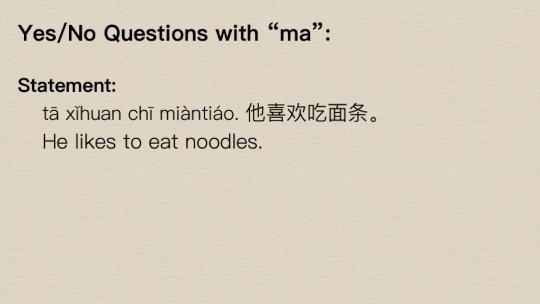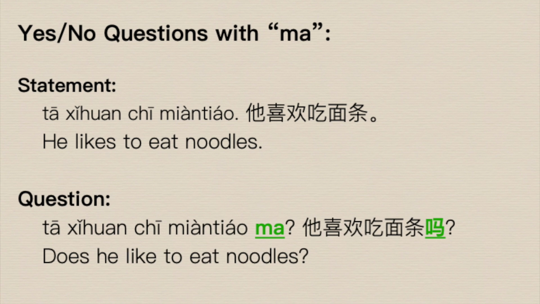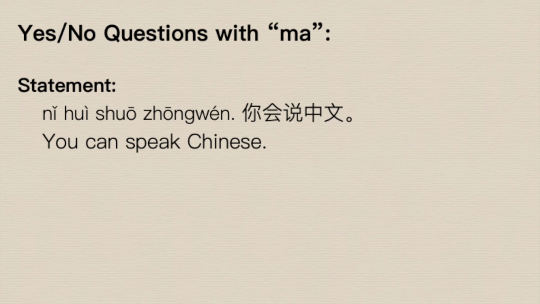So let's take an example statement here. He likes to eat noodles. 他喜欢吃面条. So like I just mentioned, we're going to take that declarative statement and put a ma at the end. That is going to turn it into a yes-no question. Does he like to eat noodles or not? 他喜欢吃面条吗?